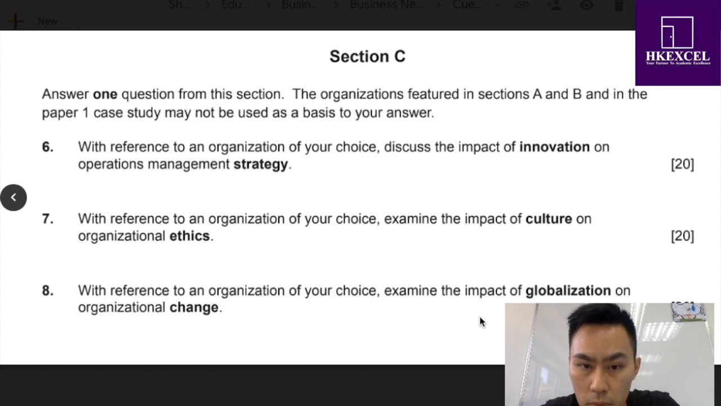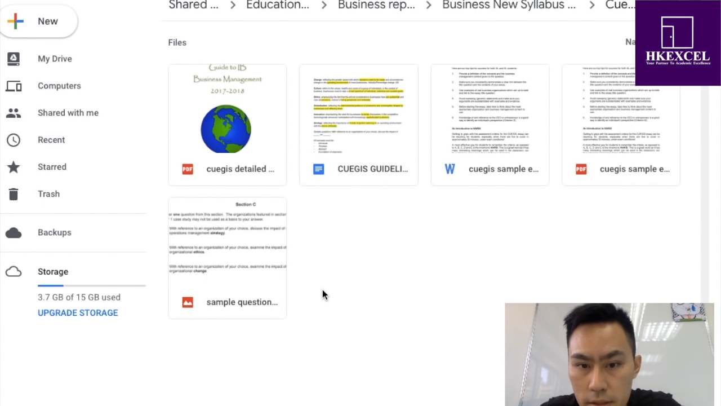Normally when we prepare the essay, we have to prepare at least 4, because you can see there's a random combination, innovation and strategy, and next time it can be innovation and culture, right? So make sure you prepare at least 4 of them. So let's go to the concept and the strategy of answering all these questions. Let me show you the guideline first.